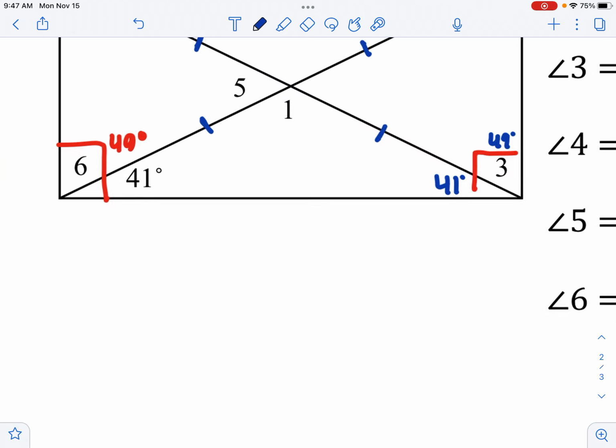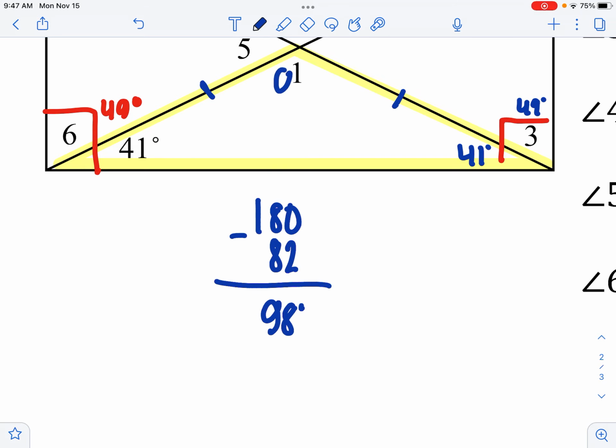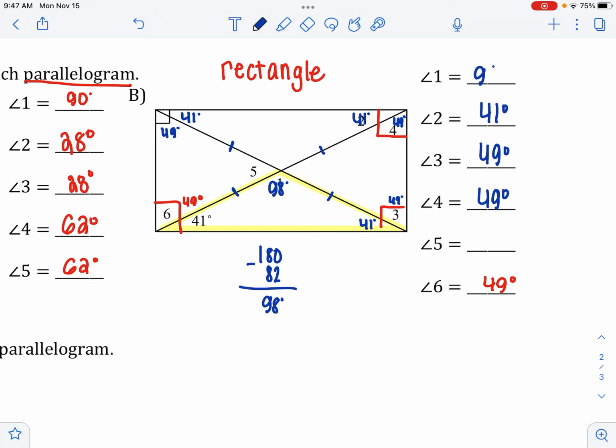All right, last I need is 1 and 5. So I'll start with angle 1. I'm going to use my triangle right here that's only missing 1 angle. So I know they have to sum to 180, so I'm going to add 41 and 41, which is 82, and then do 180 minus that. That's 98 degrees. So this is 98 degrees for angle 1. Now I can use this linear pair to get angle 5, or I can use this triangle to get angle 5. 180 minus 98 is 82 degrees. So angle 5 is 82 degrees.